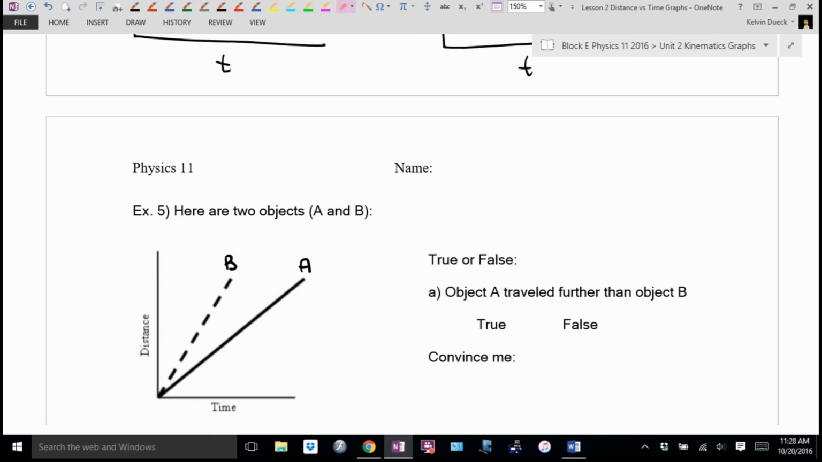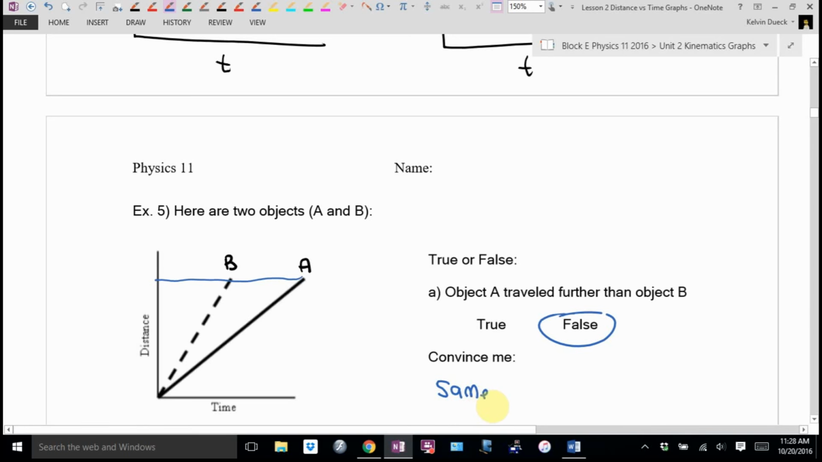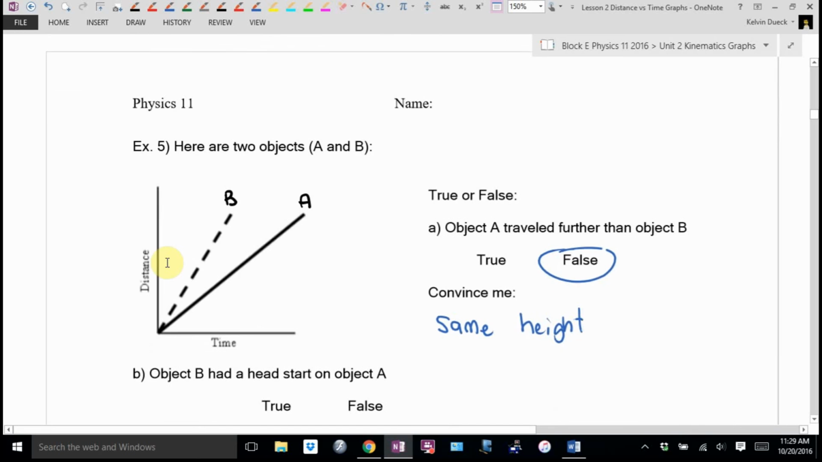Where does how far appear on this graph? Yeah. How high it is. So if they traveled the same distance, they should have ended at the same height. Did they end at the same height? Did they end at the same distance? Convince me. Same height. And height is your distance on this graph. All right, true or false?